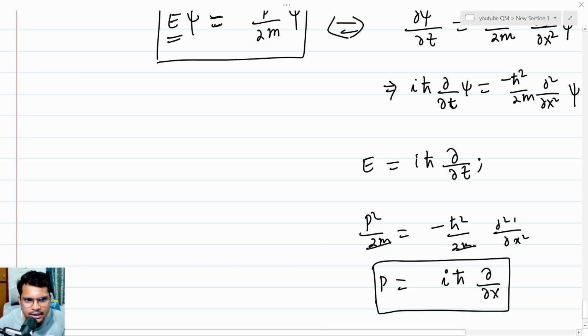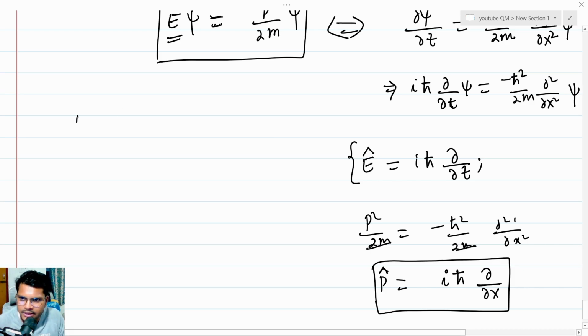You see that del by del x is some kind of an operator that is going to act on your psi, right? So in quantum mechanics, we are labeling it as a P hat. Similarly, E hat. So these show that these are not just your quantities.